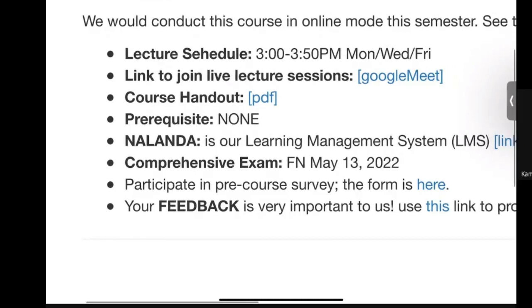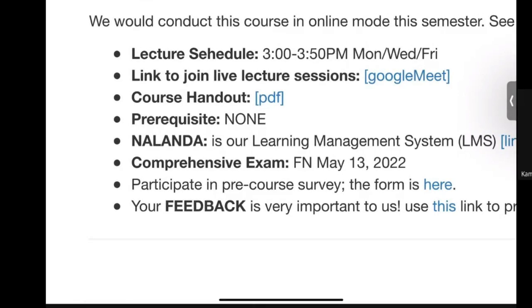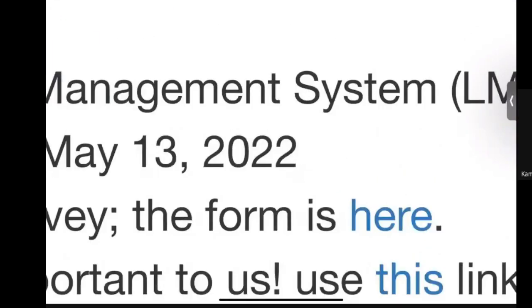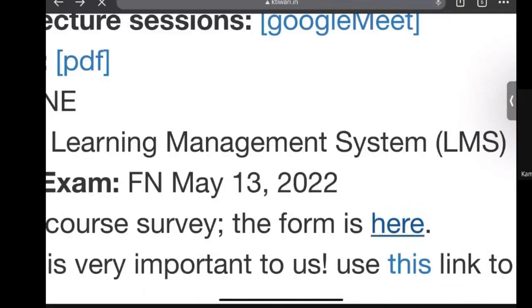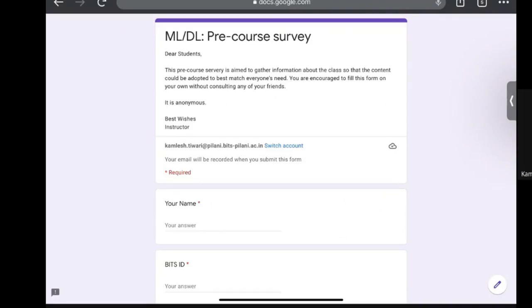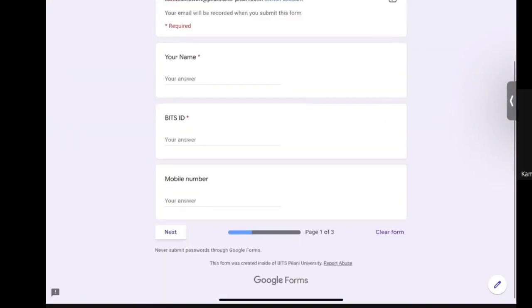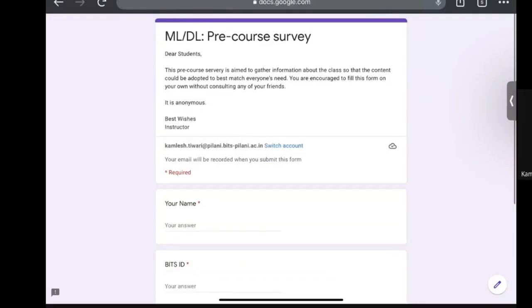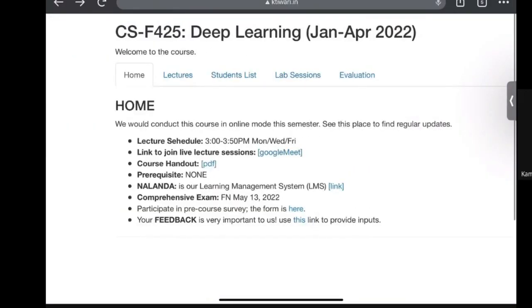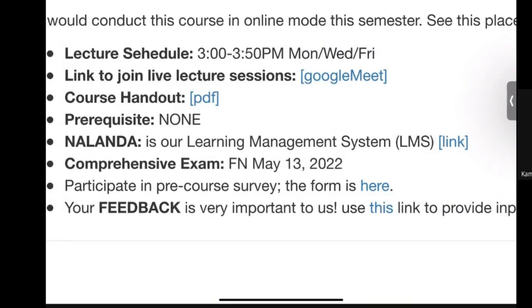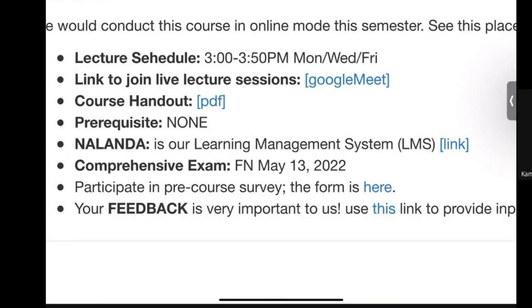There is also a very important part for participants. For example, here you can see a pre-course survey, and the form is here. You just click this form and provide some information, so that we can understand your expectations and tailor the course to you, so that it becomes a better fit. So two things I request from you right now: after this class, please fill in this pre-course survey and the feedback form.